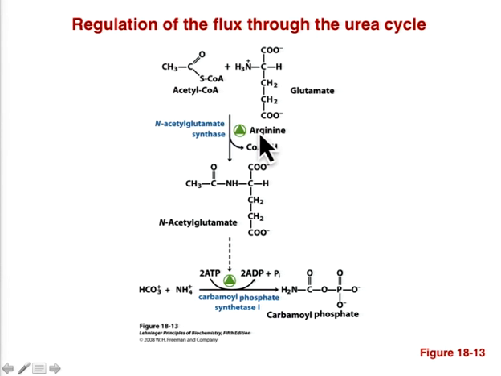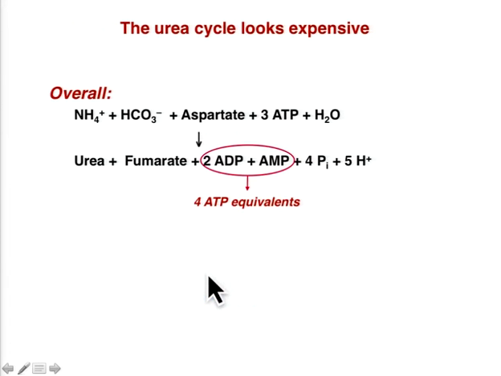Arginine also is involved in the urea cycle, but it also contains lots of nitrogens, right? So in some sense, that's also a sensor for the amount of ammonia in the cell. If we're building up the amount of ammonia in the cell, we need to start to deal with that issue by activating the enzyme that feeds into the urea cycle. And so this is how this process is regulated.